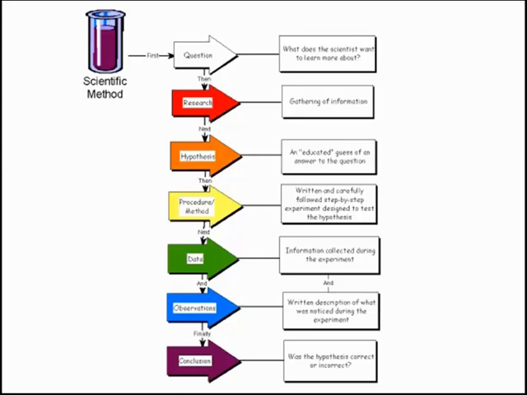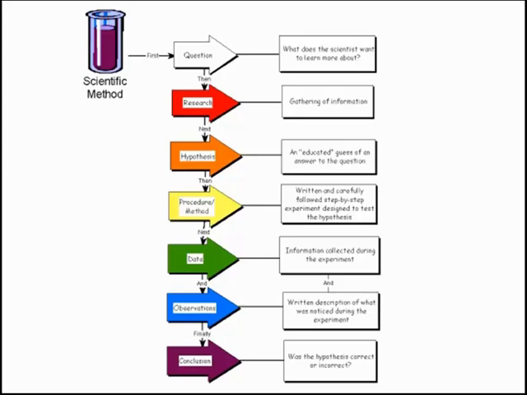Then you develop your procedures and methods. How are you going to experiment? You're going to design your experiment. How are you going to test your hypothesis and answer your question? And you build those procedures and methods based upon the background research that you've discovered in your information gathering session. Once you've conducted the experiment, you collect the data.